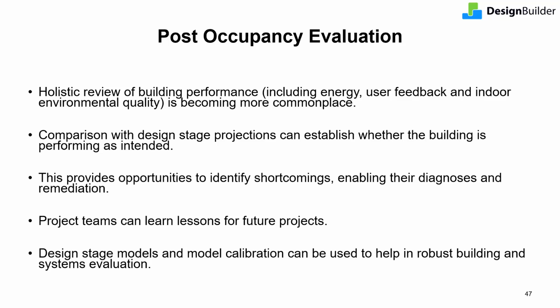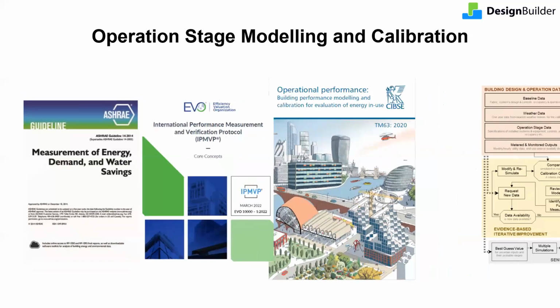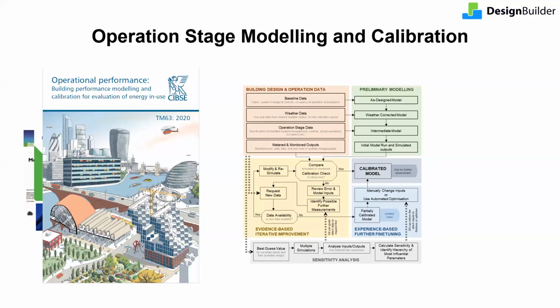Modeling via use of calibrated models can be a vital tool to help in a robust building and systems evaluation after occupancy. Use of calibrated models, which I just mentioned as a part of post-occupancy evaluation and building retrofit projects, has been detailed in different industry guidance documents, such as ASHRAE Guideline 14, IPMVP, and CIBSE TM63. These are, again, complementary guidance documents. TM63 builds on the other two, especially regarding the use of model calibration as a part of systematic post-occupancy performance evaluation.